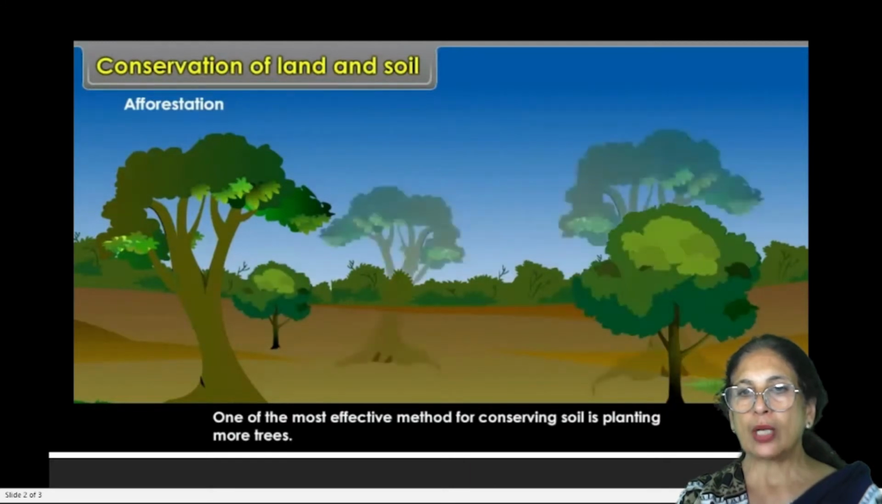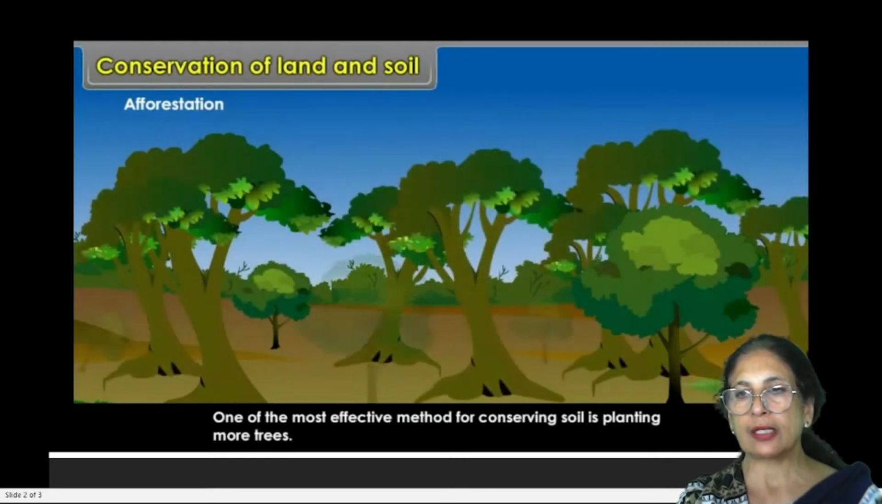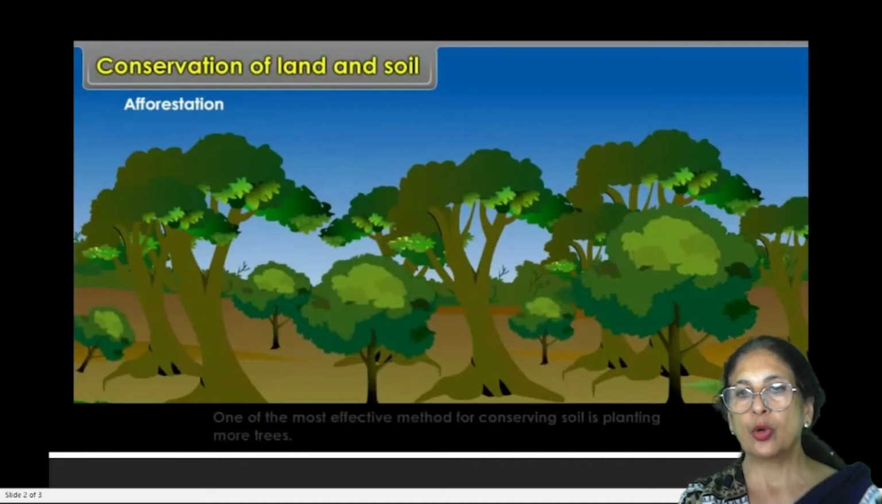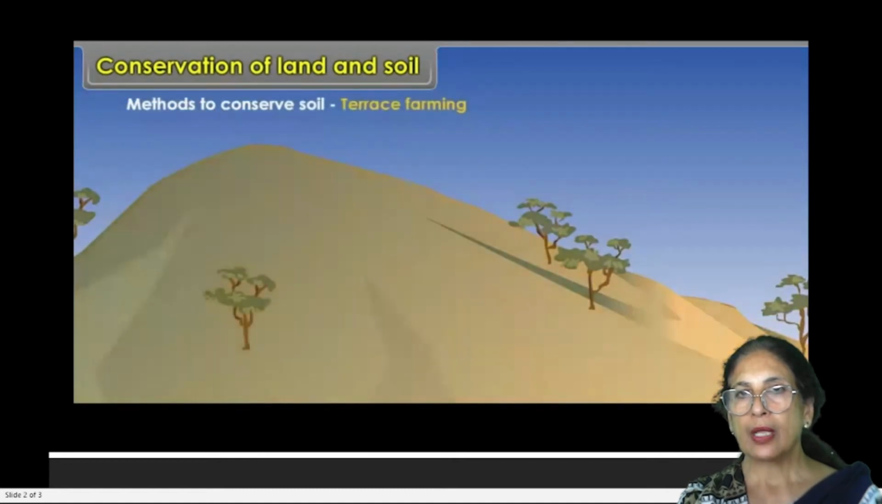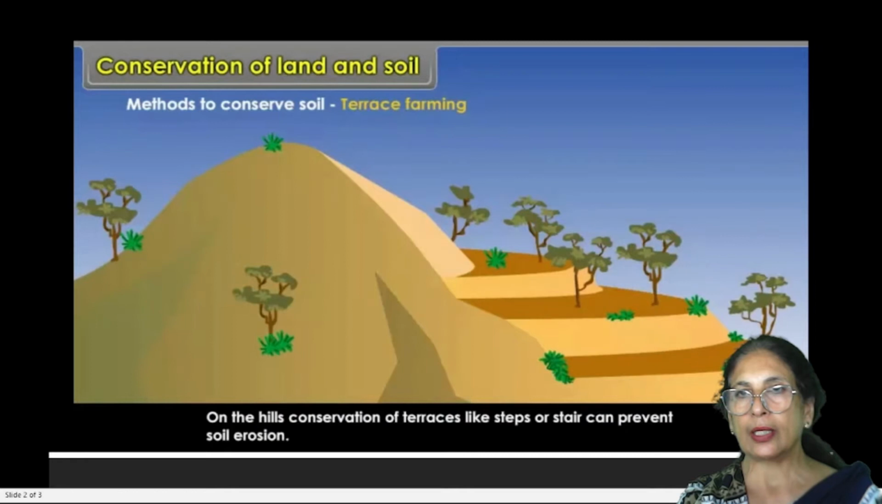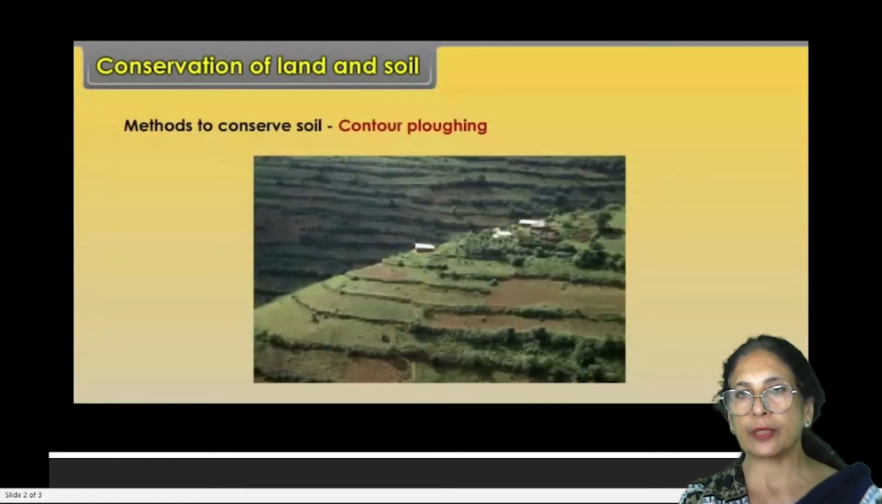Afforestation. One of the most effective methods for conserving soil is planting more trees. The roots of trees thus planted hold the soil particles together and reduce soil erosion. Methods to conserve soil: terrace farming. On the hills, cutting terraces like steps or stairs can prevent soil erosion. In this way, the speed of flowing water is reduced and there is less soil erosion.